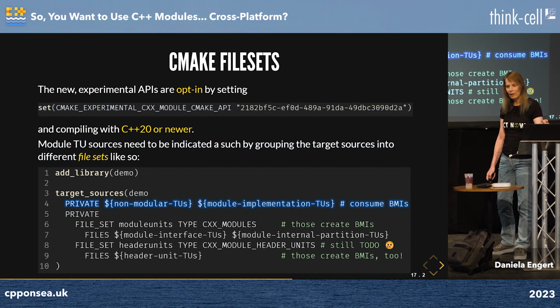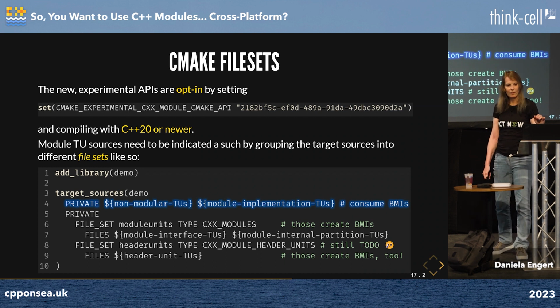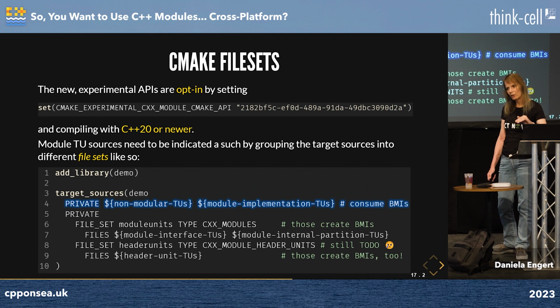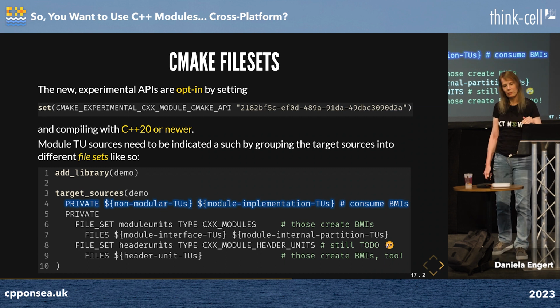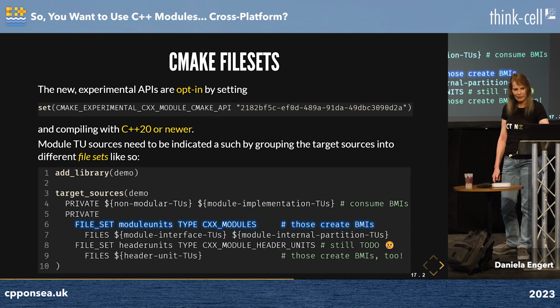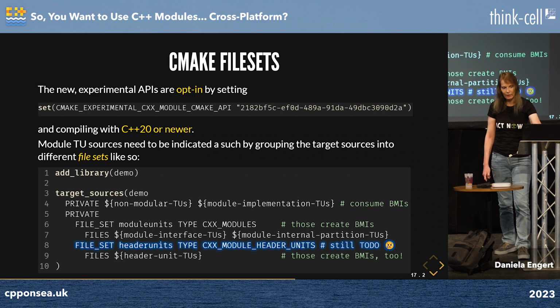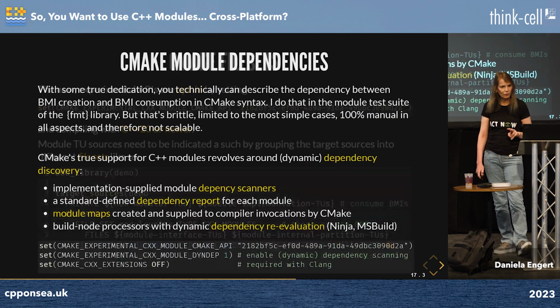In the target sources, you tell, as usual, all the non-modular translation units like before, and all the other translation units from modules that consume BMIs, and these are the module implementation translation units. And then you have to differentiate between the translation units that form named modules. You place the module interface translation units here, and also the internal partitions, and all the header units get a different section. This is just syntactically accepted right now. It doesn't do anything. Let's hope for the future.